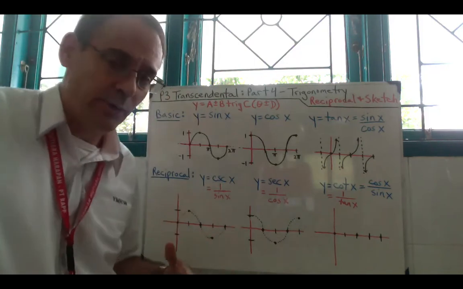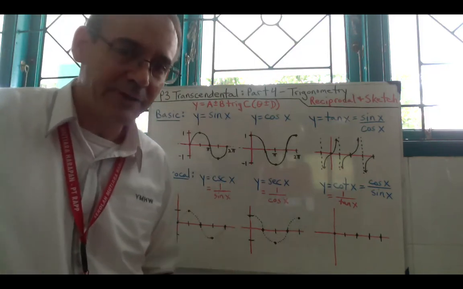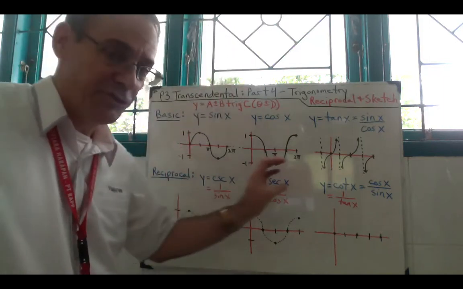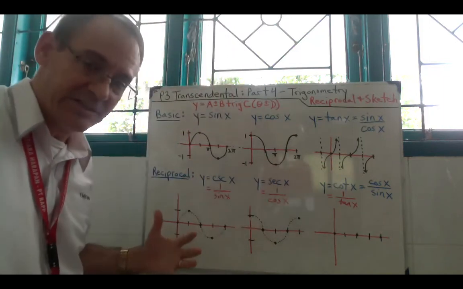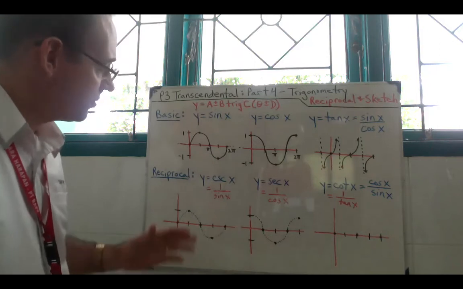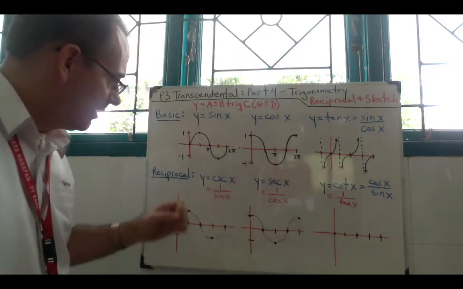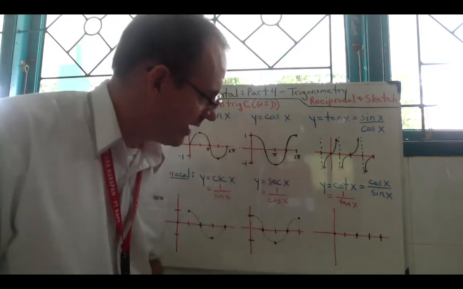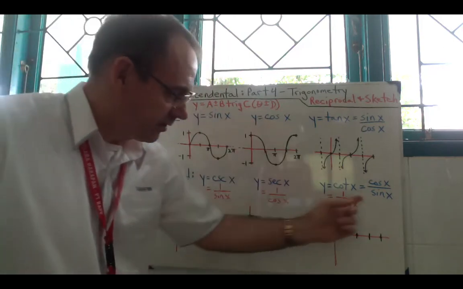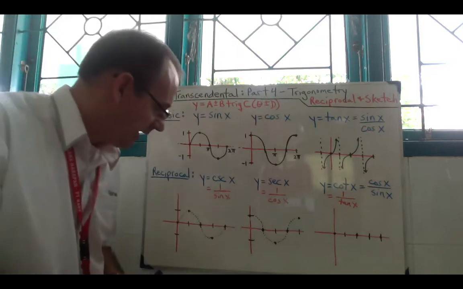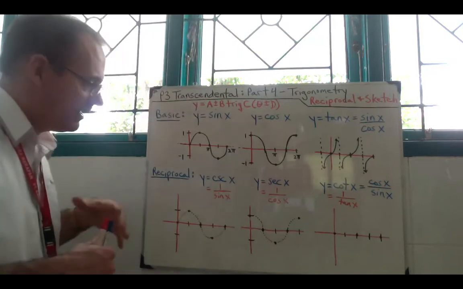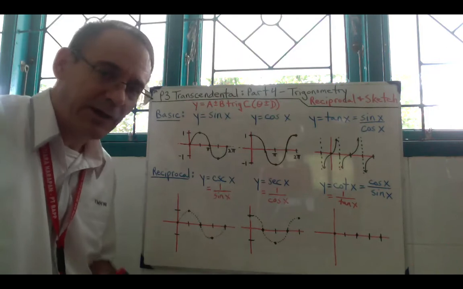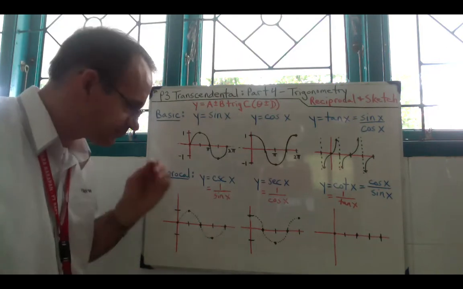But for right now, we want to look at the graphing part, or introducing you to the reciprocal functions and then their graphs. So these are the three reciprocals: cosecant x, secant x, and cotangent x, with their sine and cosine equivalents. Now for the graphing. The graphing is really not that difficult.